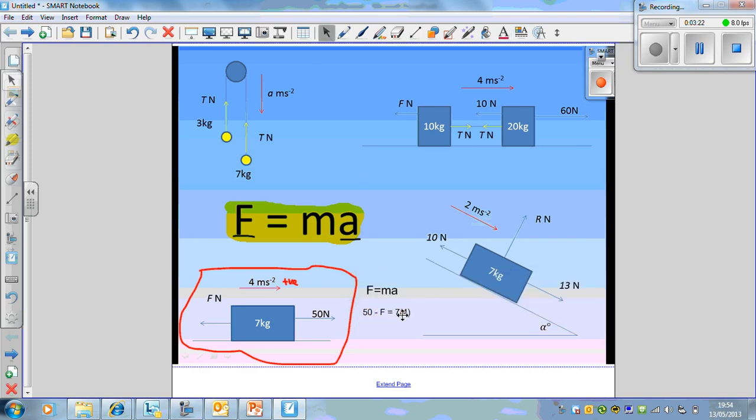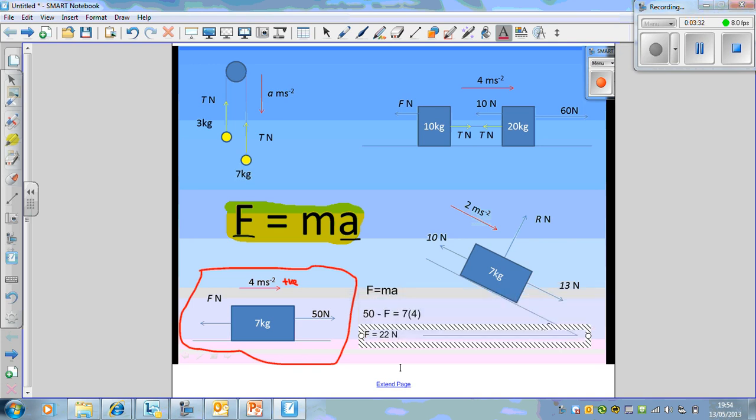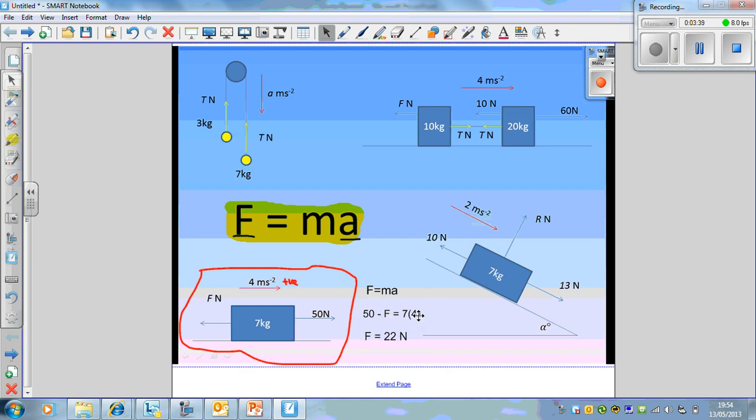Which means that if I finish that calculation off, it doesn't take a rocket scientist to realize that F is equal to 22 newtons, because 7 times 4 is 28, so 50 minus 22 is 28. So there we have it. F is actually equal to 22 newtons. A nice, simple example there to start off with.